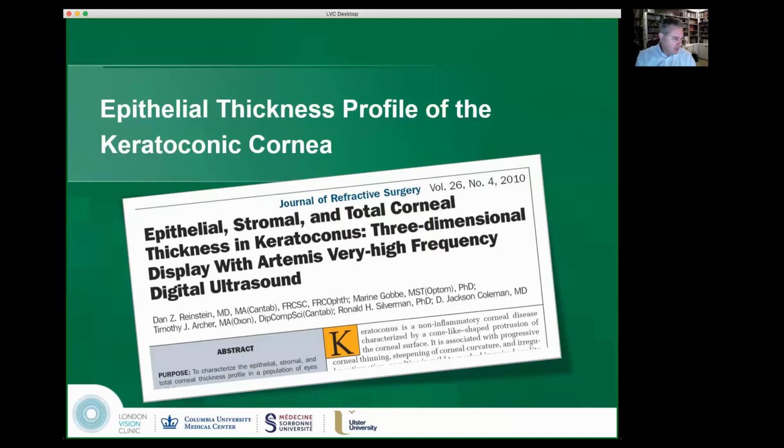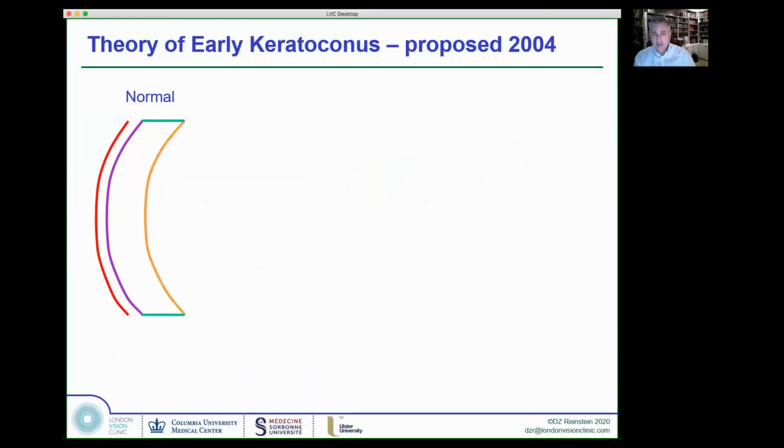So understanding the natural shape of the epithelium was one thing, but then looking at how the epithelium changed in different situations led me to understand that looking at epithelial profiles may be an even better way of screening for keratoconus than had been used. And I first proposed this in about 2004.